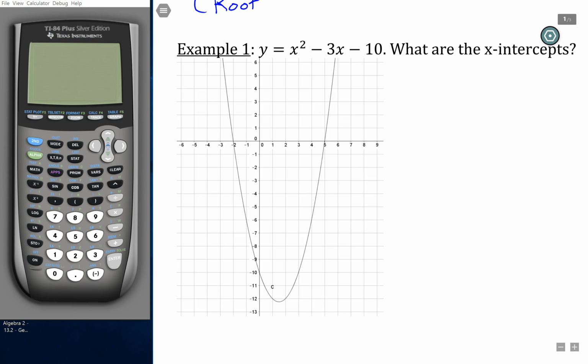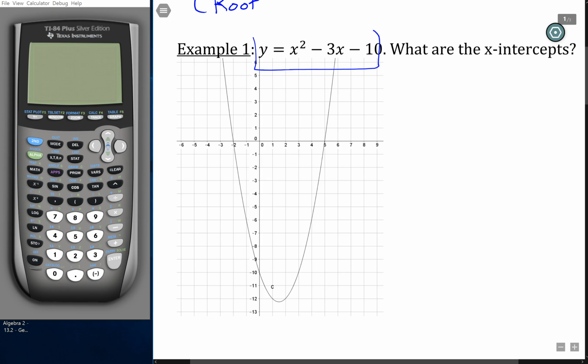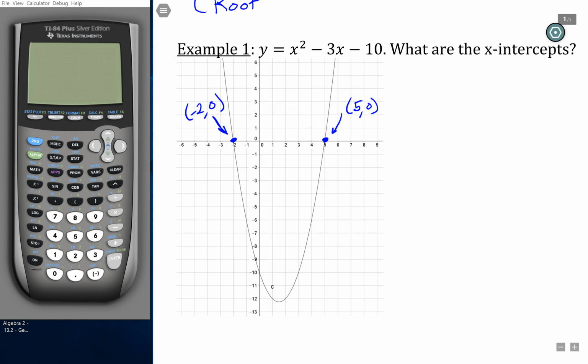Now, for each of these problems, I have graphed them already. Sometimes it can be a really good idea to graph these problems in your calculator. And if we graph this parabola, y equals x squared minus 3x minus 10, it's really easy to see where it crosses the x-axis. Look, it crosses right here at 5, so that's over 5, up 0. And it crosses right here at negative 2. So interestingly, this parabola has two x-intercepts, but that makes sense because it's kind of a U shape, so of course it can touch the x-axis twice.